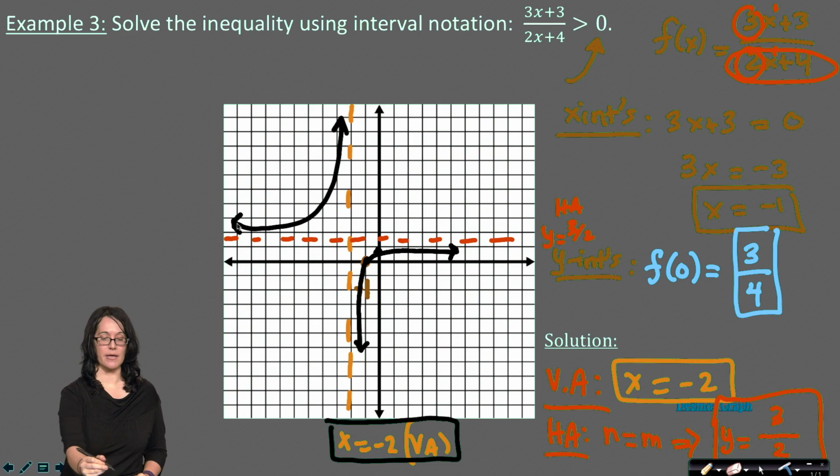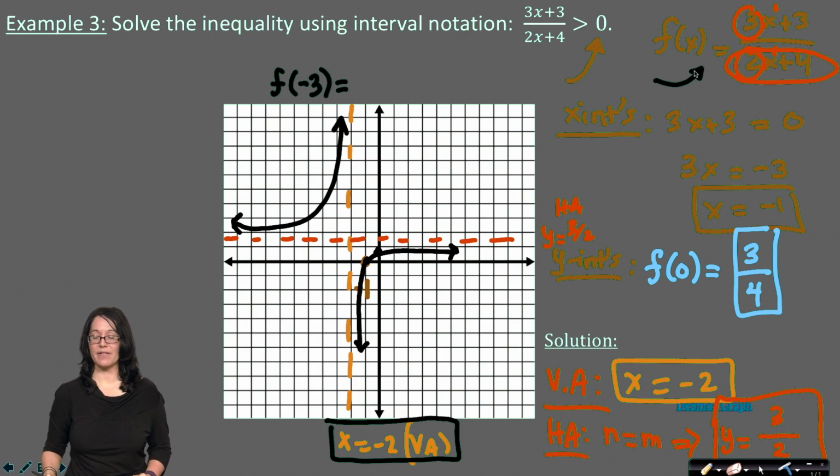It can't be below because it would have another x-intercept. If you don't believe me, try a test point like f of a number less than negative 2. How about f of negative 3? If you plugged in negative 3 into the f of x function, we would have negative 3 times 3, or negative 9. Add 3 to that, we have negative 6 for the numerator.